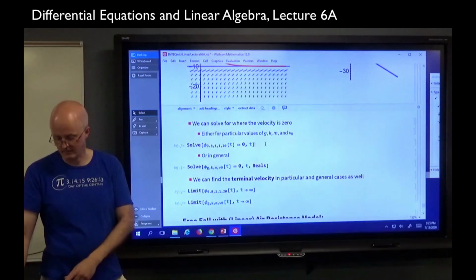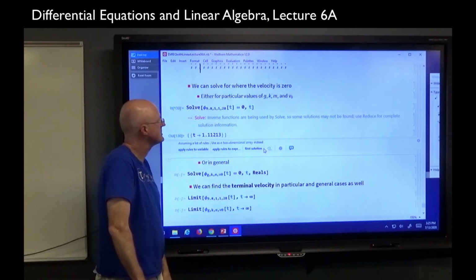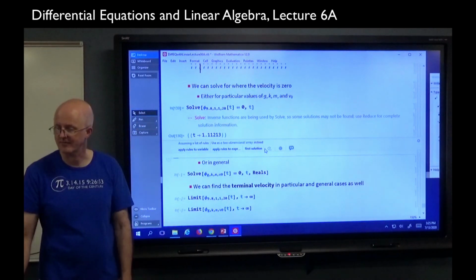You can solve for where it equals 0. It gives a little warning here that inverse functions are being used, but this is the correct answer anyway. That's not a fatal error.